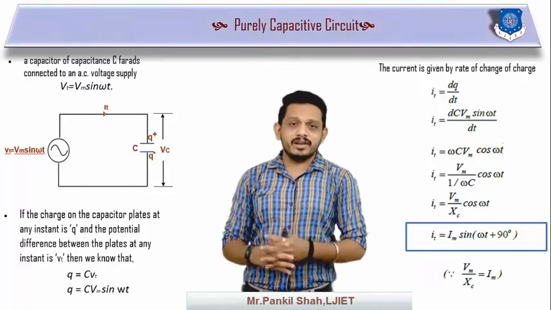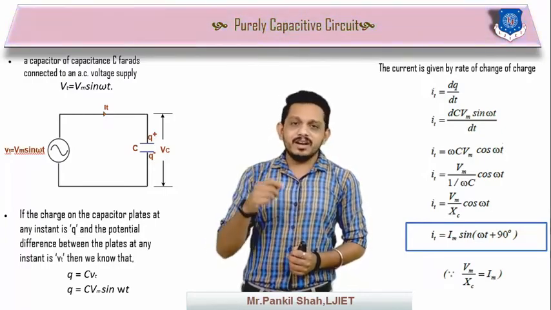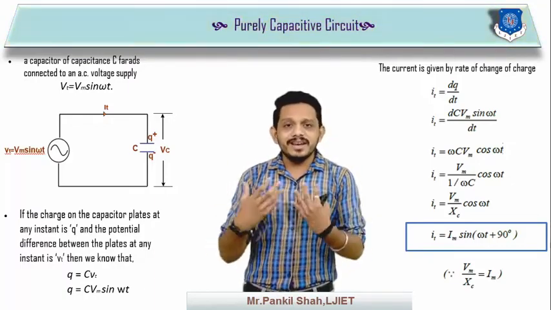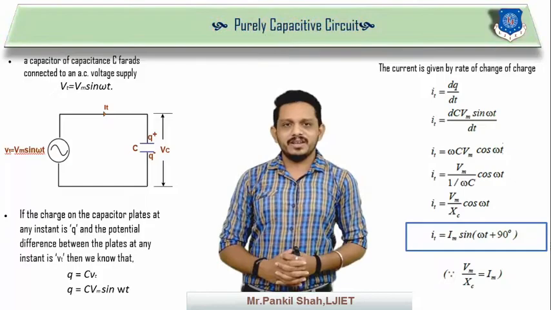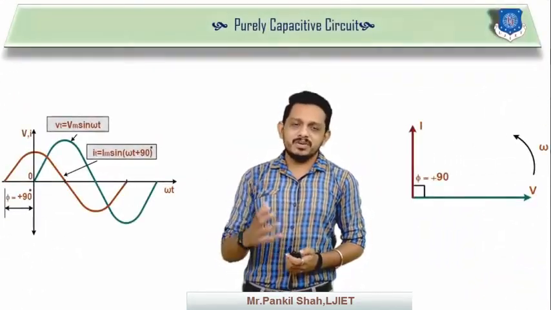In the pure inductive circuit, it was minus 90, so the current was lagging behind the voltage by 90 degrees. But here the current is leading the voltage by 90 degrees. So let's see the waveform of this pure capacitive circuit.